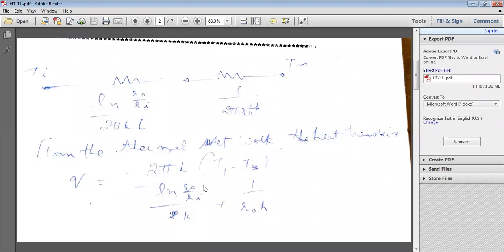Ti minus T free stream divided by this line is not visible. All of you listen very carefully. This divided line is not visible. So what is the equation?